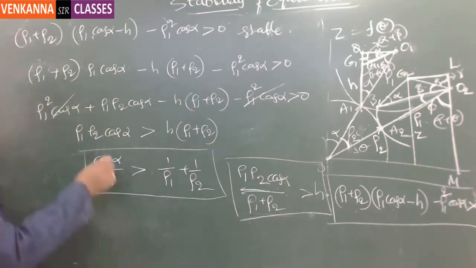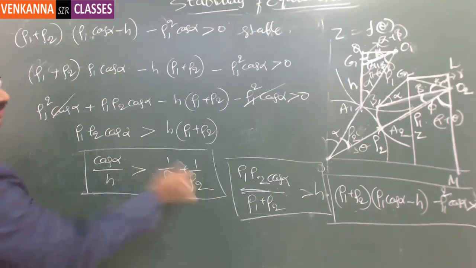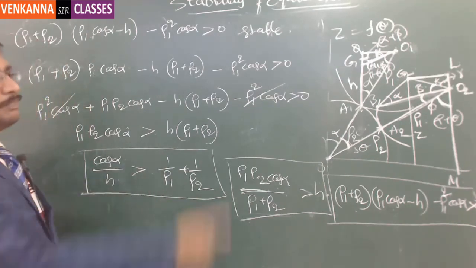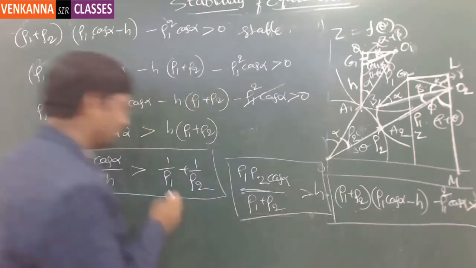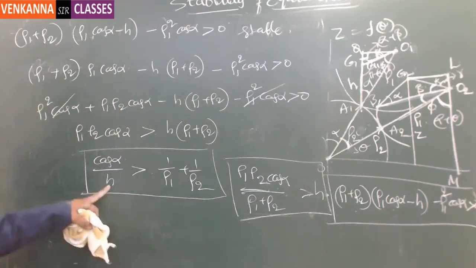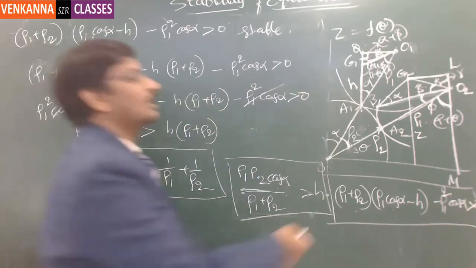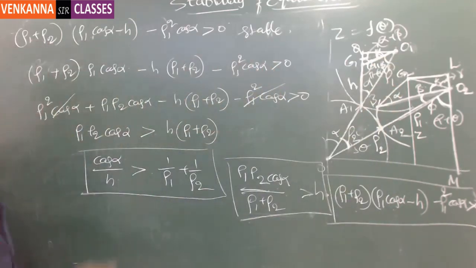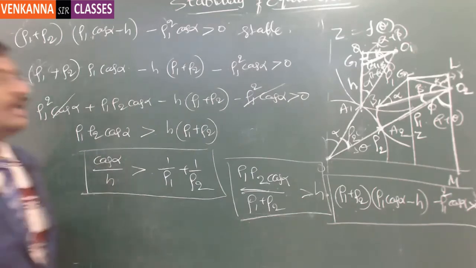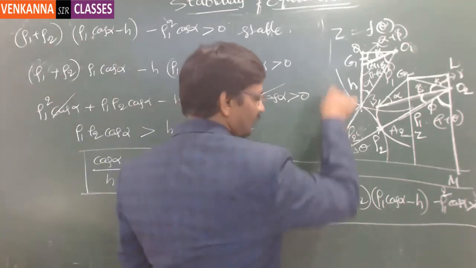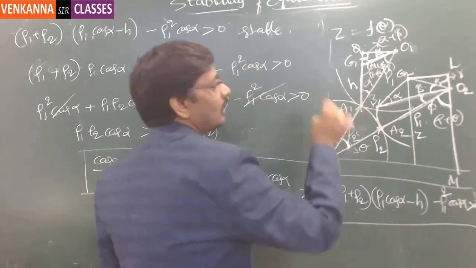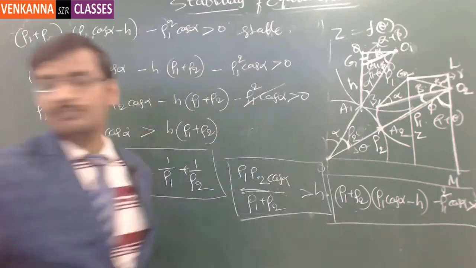Now here, this is the simplified form of it: cos alpha by h is greater than 1 by rho 1 plus 1 by rho 2. So rho 1 and rho 2 are the radii of curvature, which are fixed for the particular portion of the body. This h is the height of the center of gravity of the top body above the point of contact. So that is the height. And this alpha is the initial angle made by the point of contact, or the radius of curvature line, or the common normal, with respect to the vertical line.